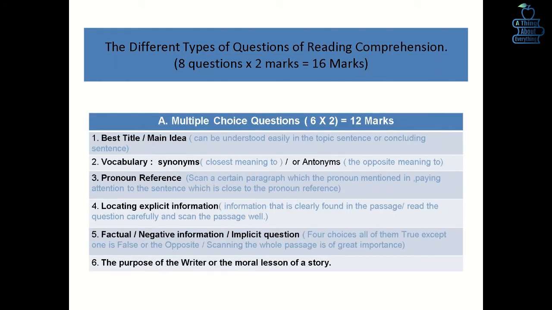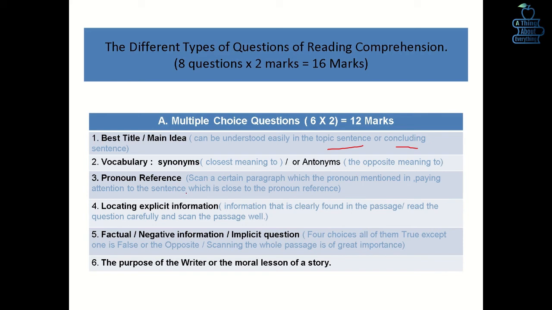We talked about them, but the new thing is to prepare you for dealing with them. One kind of question can be the best title or the main idea, which can be understood easily in the topic sentence or concluding sentence. So you can find out the answer for this question from the top or bottom of the passage. The question of vocabulary can be about synonyms, which is the closest meaning of the word, or antonyms, which is the opposite meaning of the given word, okay?